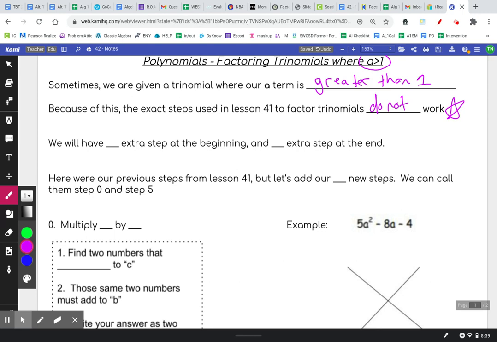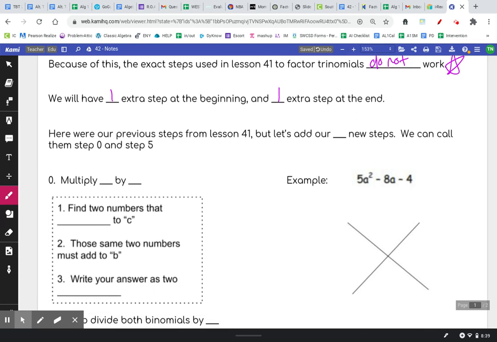Here in this third sentence, it says we will have 2 extra steps. We have 1 extra step at the beginning and we have 1 extra step at the end. We taught you 3 steps on our last lesson. Okay, now we're going to have 2 more. One of them is at the very beginning and one of them is at the very end. Let's go ahead and take a look at them. It says here were our previous steps from lesson 41, but let's add our 2 new steps. We can call them step 0 and step 5 just for the sake of being easy. Really should probably be 0 and 4. That's a typo on my end there.